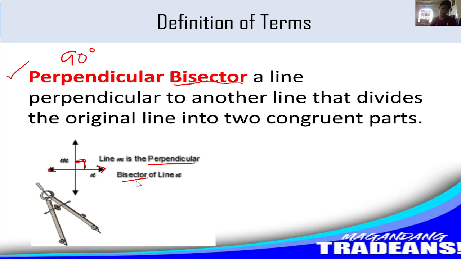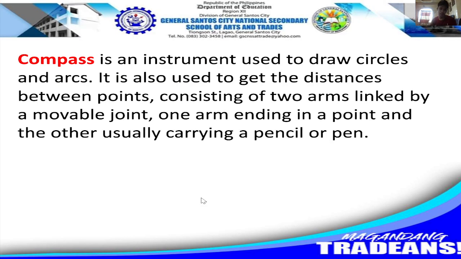Okay. Ano ngayon ang kinalaman nitong figure na nandito sa left? Ito po. Anong tawag niyan? Okay, very good. So, it's compass. Compass po ang tawag niyan. So, when you say compass, it is an instrument used to draw circles and arcs. It is also used to get the distances between points consisting of two arms linked by a movable joint, one arm ending in a point, and the other usually carrying a pencil or pen. So, yan po yung compass. So, ang compass po, nakaka-create siya ng circle or arcs. It is also a movable joint na nagme-measure ng mga angles.